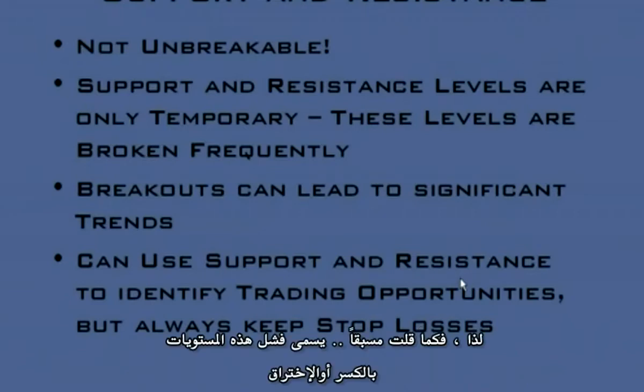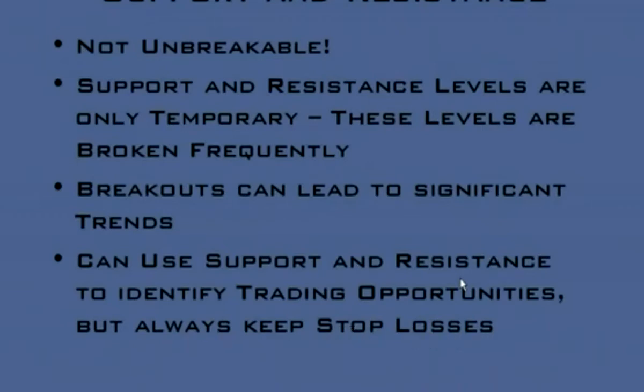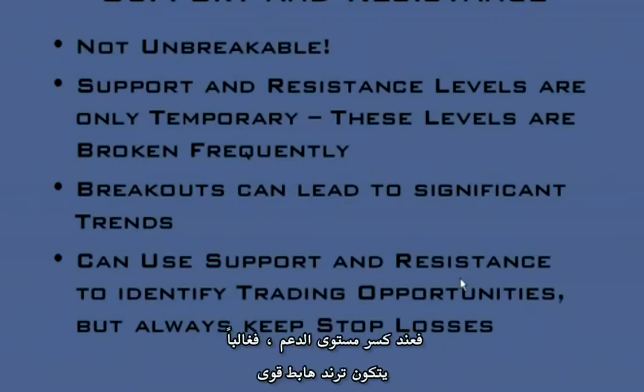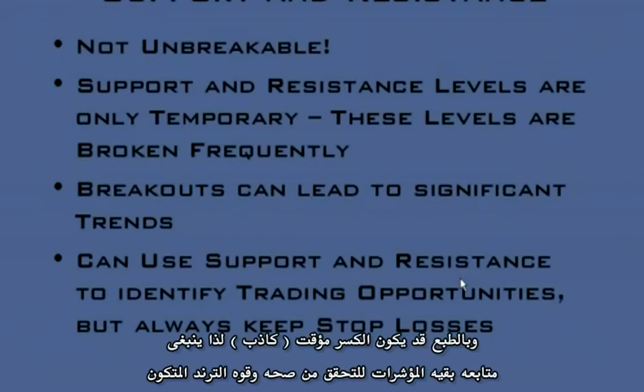So as I said, when support and resistance levels are broken, it's called a breakout. And when a support or resistance level is broken, it can lead to a significant down or uptrend. If a support is broken, a strong downtrend could occur. If a resistance level is broken, then a strong uptrend may occur. Of course, a breakout can be just temporary, so you have to look at other indicators to see how strong that trend might be.